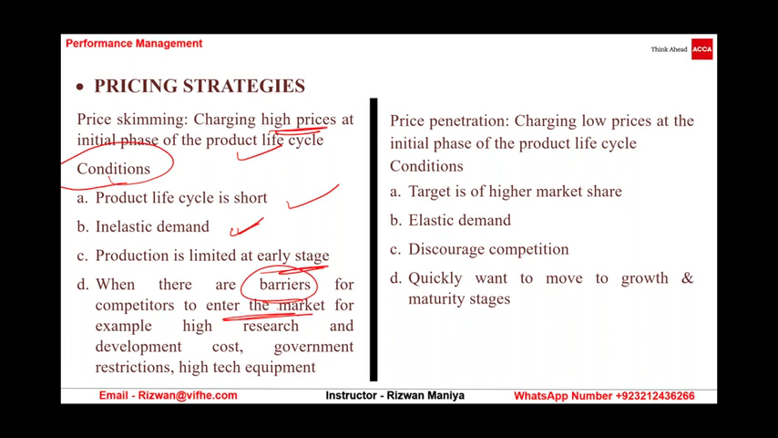Now just imagine if you develop a coronavirus vaccine. Will you use skimming here? Yes. Coronavirus vaccine will have an inelastic demand. The higher you charge the price, people will be ready to pay for that. So barrier means not easy to enter the market due to high research and development cost, high equipment or patents.